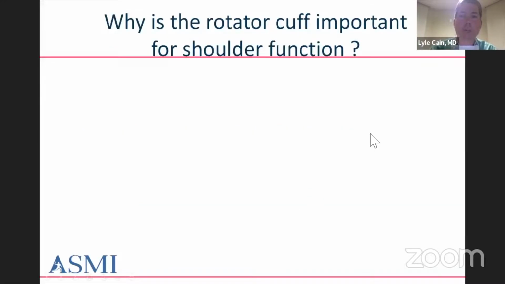So what is the function of the rotator cuff? I know Mark just went through some of the biomechanics and the tear classification.